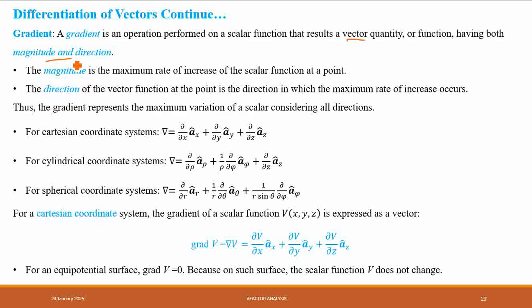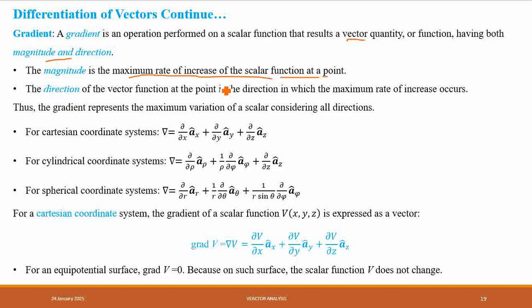The magnitude of the gradient of any scalar shows the maximum rate of increase of the scalar function at a point. And the direction of the vector function at the point is the direction in which the maximum rate of increase occurs. So these are the things which we can identify after getting the gradient of any scalar.